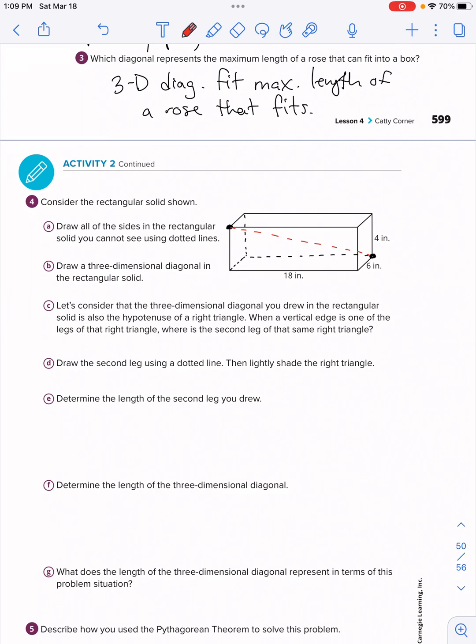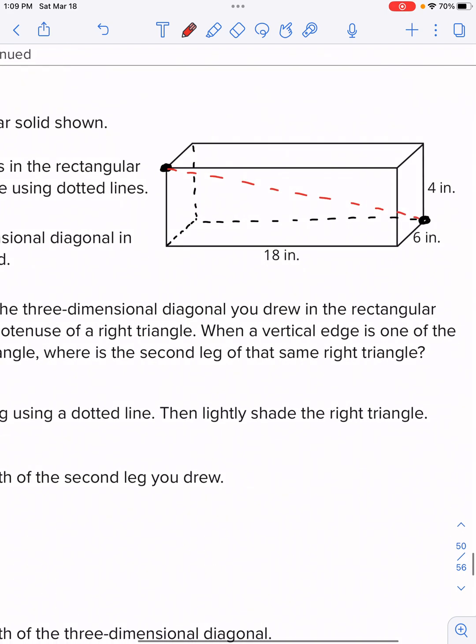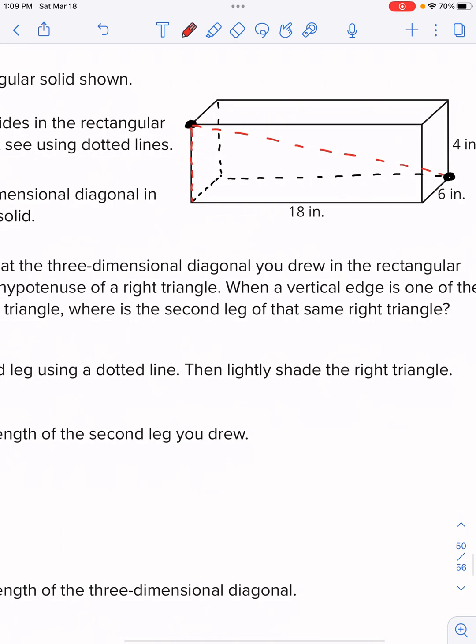C, let's consider the 3-dimensional diagonal you drew in the rectangular solid is also the hypotenuse of a right triangle, when a vertical edge is one of the legs of the right triangle. So one of the vertical legs here is right here. And you know what? I'll make that solid because we can see that.